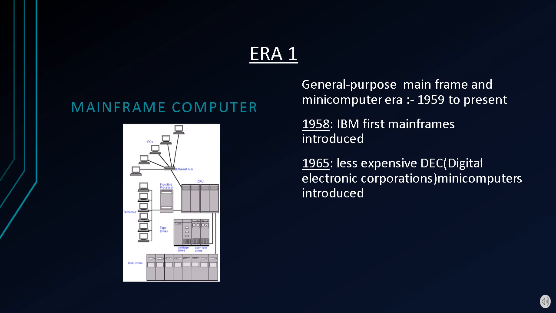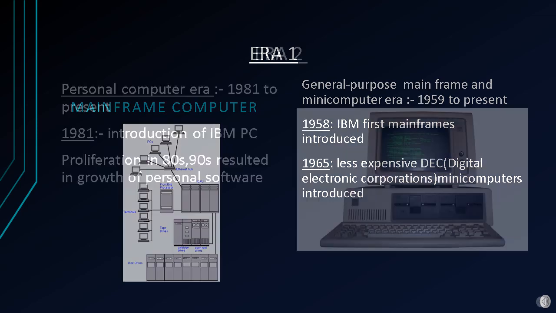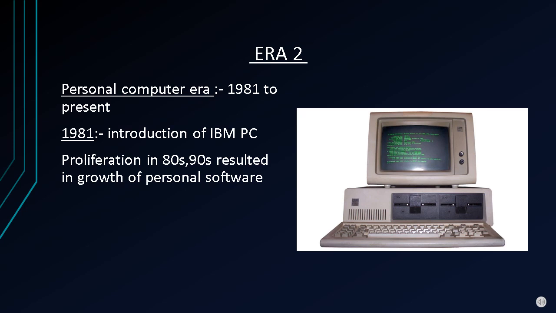Era 1, general purpose mainframe and minicomputer era, started in 1959 to present. In 1958, IBM's first mainframe was introduced. In 1965, less expensive Digital Equipment Corporation minicomputers were introduced. Era 2, personal computer era, started in 1981 to present. In 1981, the IBM personal computer was introduced. Its proliferation in the 80s and 90s resulted in growth of personal software.